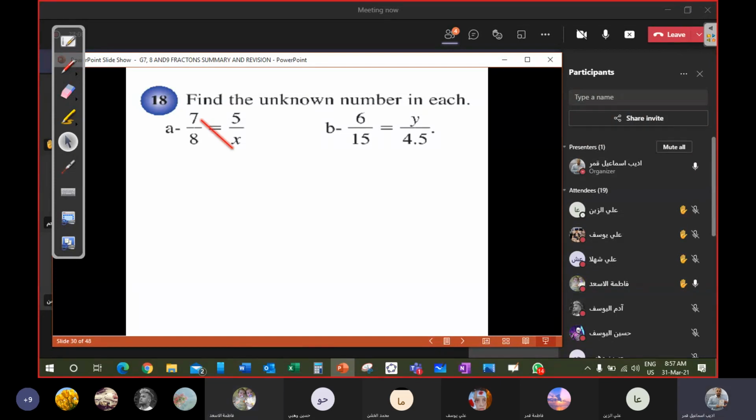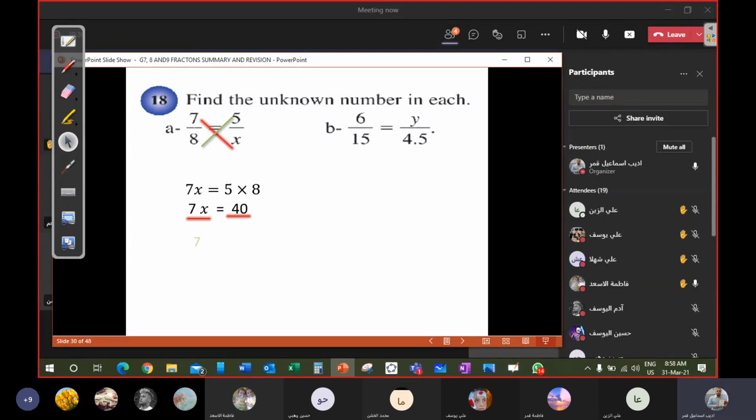Fatima, to calculate x only, what should we do? We put 7x over 7 equal 40 over 7, equal x. So we divide both sides by what? By 7. By the coefficient of x. Coefficient means the number that precedes x. What is the number before x? 7. So we divide both sides of this equation by 7, and we get x equal 40 over 7.